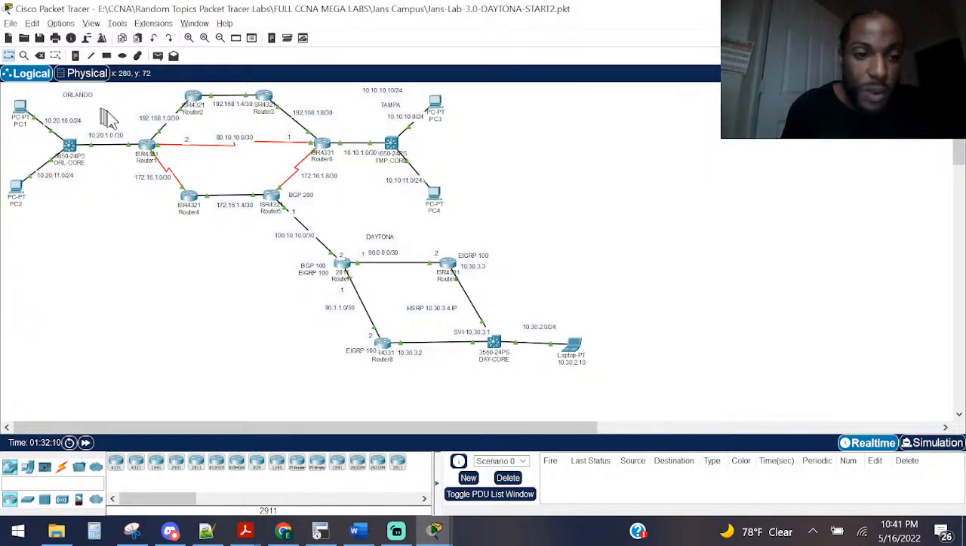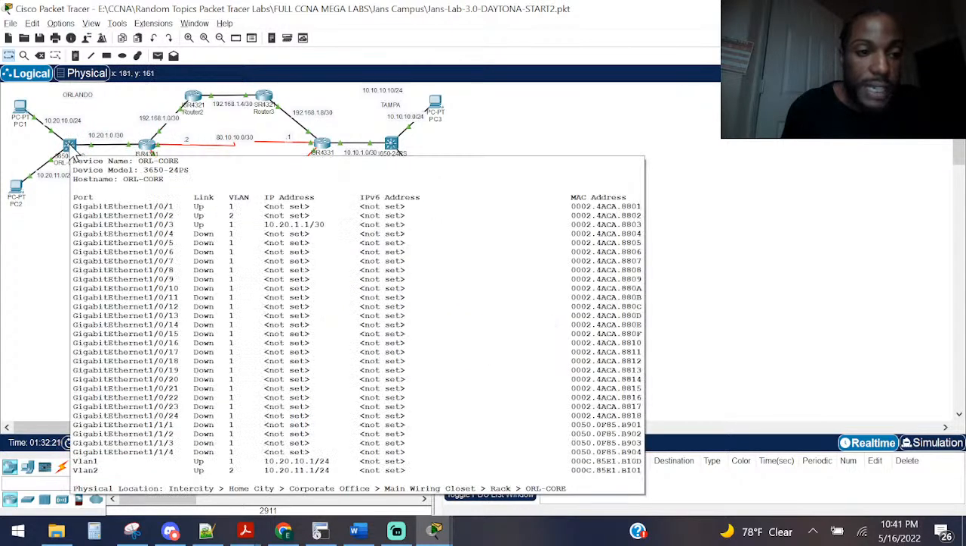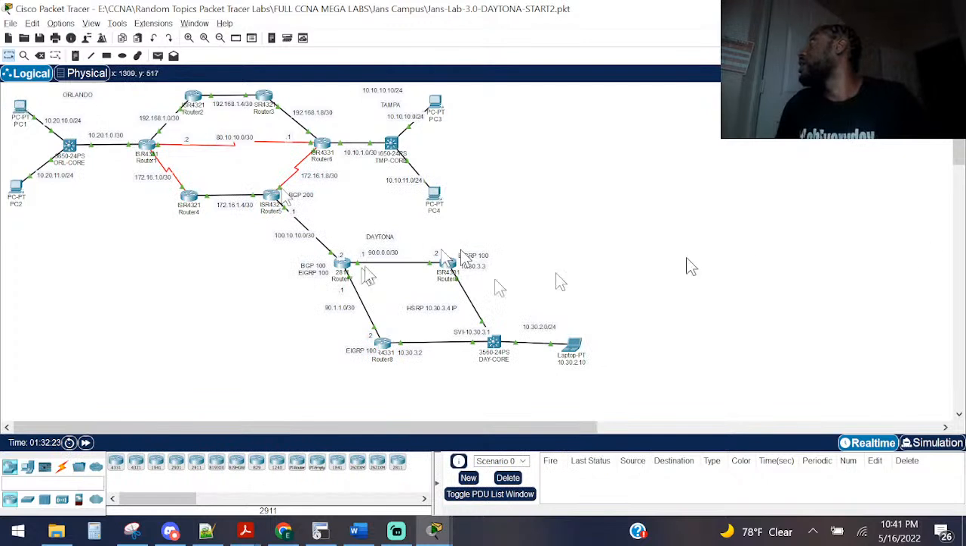I might be missing some routes here, because this is what's weird. He can ping router 5, and back here he can ping his gateway, but he can't ping past that. Why is that?